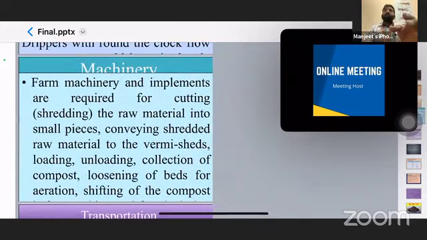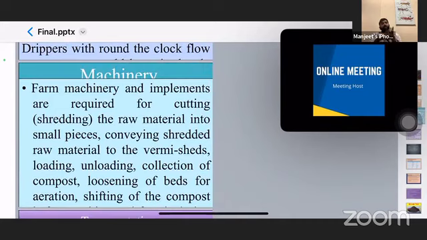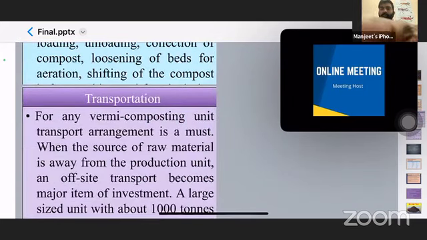Next is machinery. Farm machinery and implements are required for cutting the raw material into small pieces, conveying the shredded raw material to the vermi shed, loading, unloading, collection of the compost, closing of the bed, aeration, and shifting the compost before packing and air drying of the compost, and automatic packing machines for efficient running of the unit. There are various small machineries required to run this vermicompost unit.